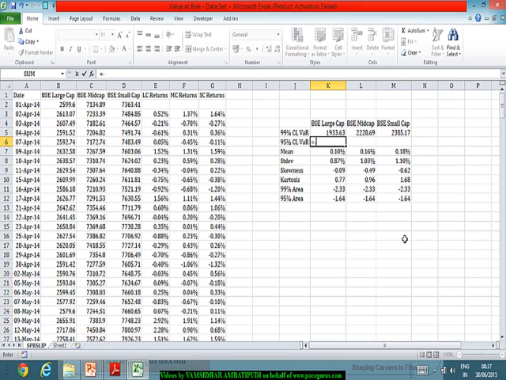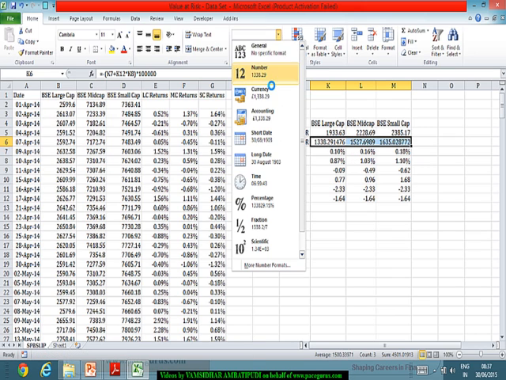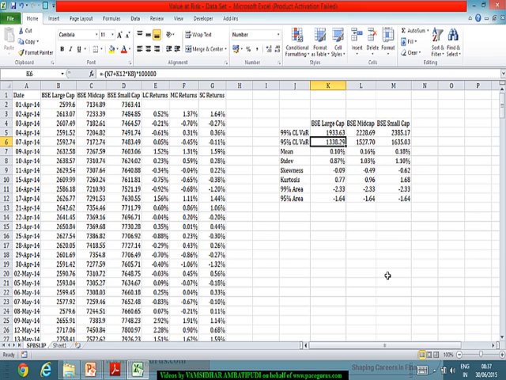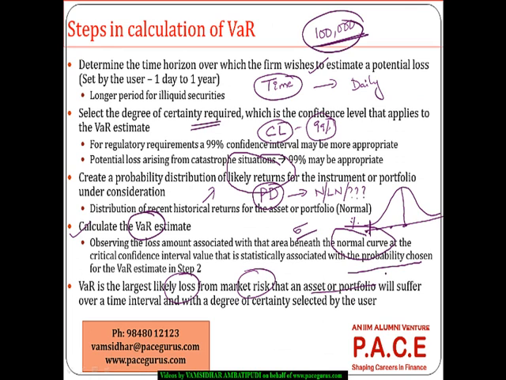With the same logic, I will compute first of all for 95%: mean minus 1.64 times the standard deviation. This entire amount I am multiplying with 100,000, which is the value of my portfolio. Now look at this. The 95% confidence interval VaR is 1338 and the 99% confidence interval value at risk is 1933.